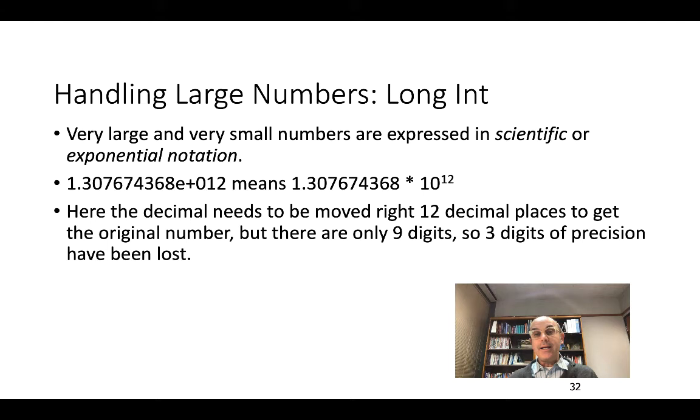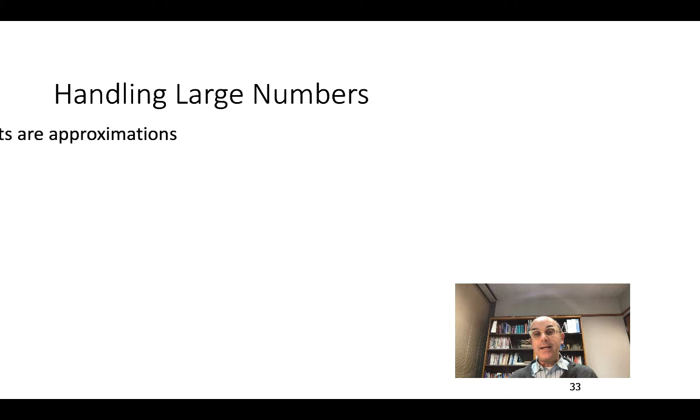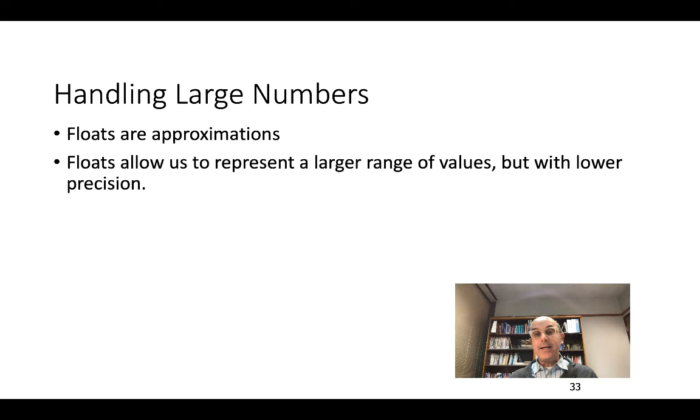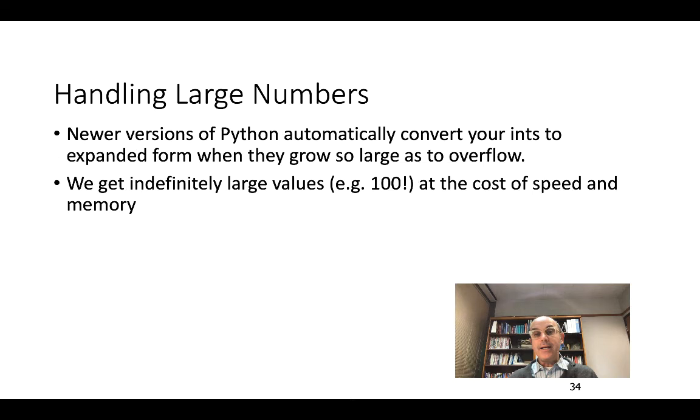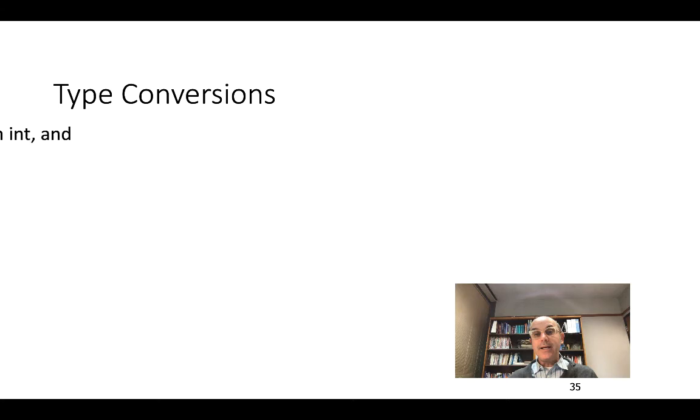If you are into mathematics, this is something that Python does well. Floats of large numbers, again, is something that we can talk about, but there is a solution to extend the idea of integers. The Python integers are not fixed size and handle whatever value they hold. So the new versions of Python automatically convert integers to an expanded form, which grows so large that it avoids overflow. So this is something that I want you to have in the back of your mind and try to understand.